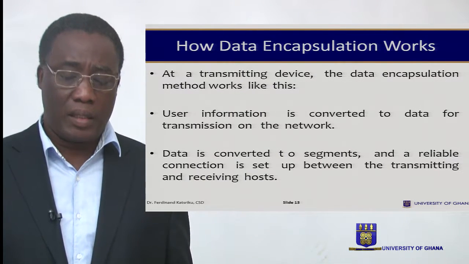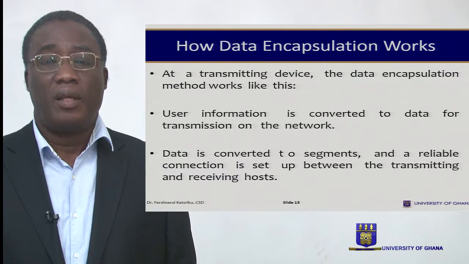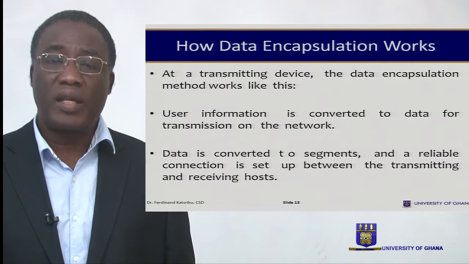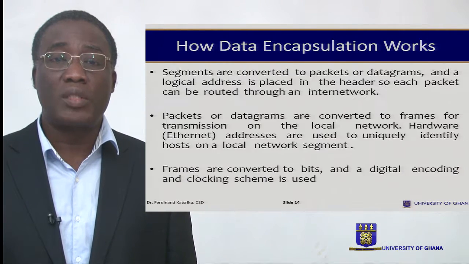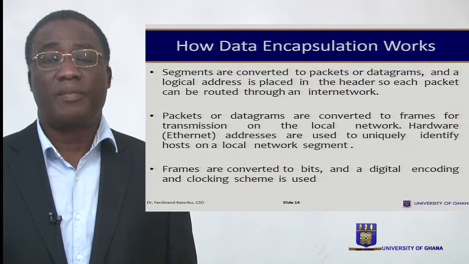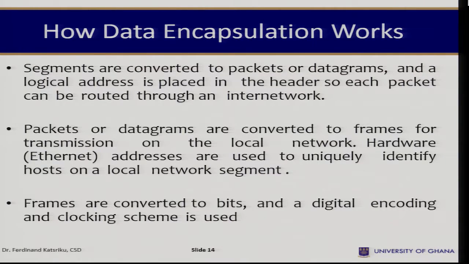How does encapsulation work? At the transmitting device, the data encapsulation method works as follows. User information is converted into data for transmission on the network. Data is converted to segments, and a reliable connection is set up between the transmitting and receiving hosts. The segments are then converted into packets or datagrams, and the logical address is placed in the header so each packet can be routed through an internetwork.